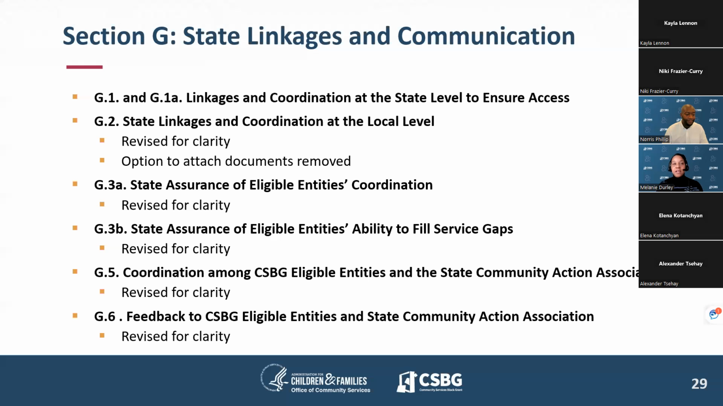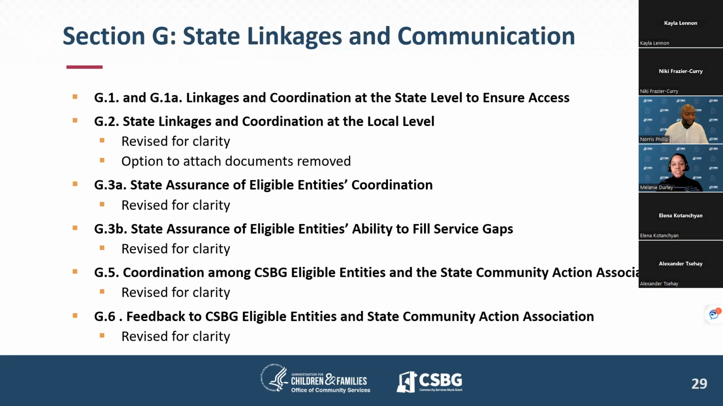The state should provide clarifying and/or additional information on how the state provided feedback to eligible entities and/or the state association regarding the state's performance. States can include the method used to deliver feedback, such as work groups, emails, conference calls, as well as any outcomes of providing this feedback.